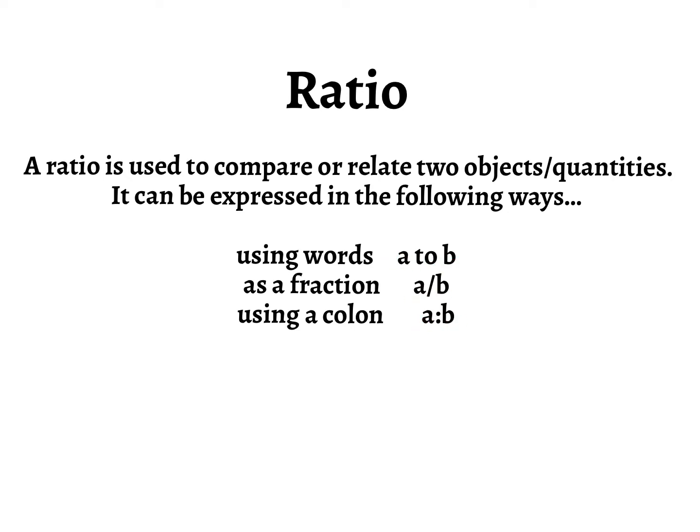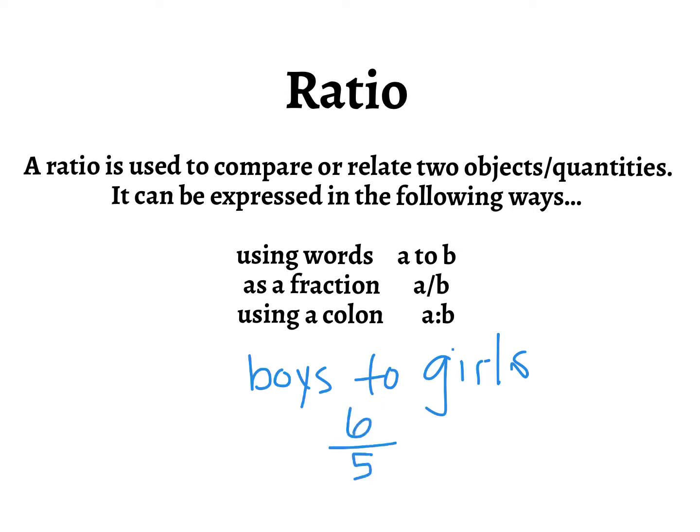So for example, let's say that you're comparing the ratio of boys to girls. The ratio of boys to girls is maybe 6 to 5. For every 6 boys, there's 5 girls. You can write it as a fraction, 6 to 5, or as a colon, 6 to 5. The numerator will be the first one, the denominator will be the second one, or boys to girls.